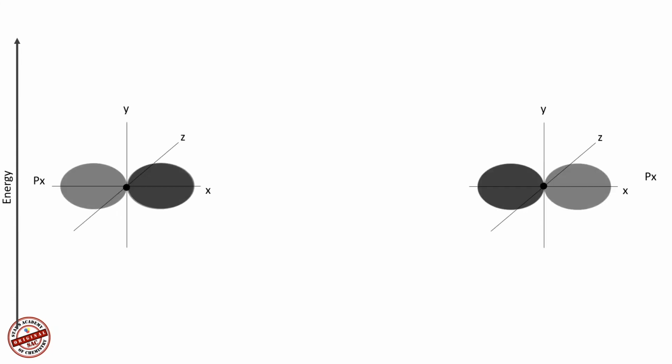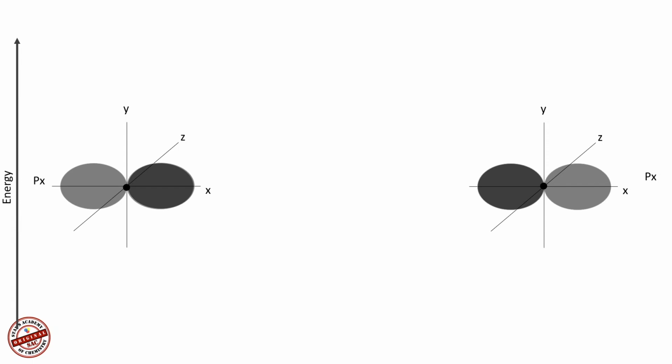Now we will look at the combination of p orbitals. Again, the energy is going up from bottom to top. We are taking the px orbitals, px orbitals from two different atoms having similar energy. And these orbital overlaps are going to be axial along the same axis. Again, it forms a sigma bond for that reason.